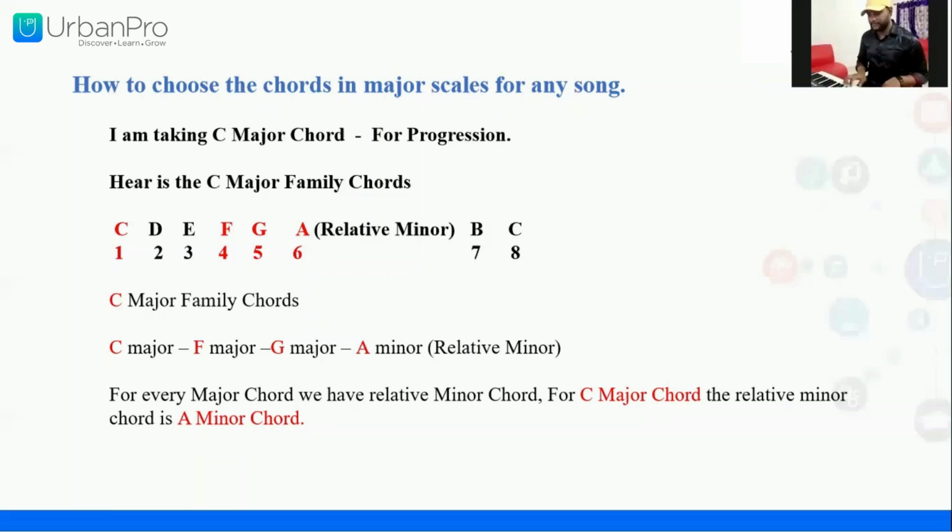If you see clearly, I'll show you one thing. So this is C major family. Showing one thing. So C major, A minor, F major, G major. So using this formation, we can play. Let me show you one thing. Using this progression, I'm playing one beat.